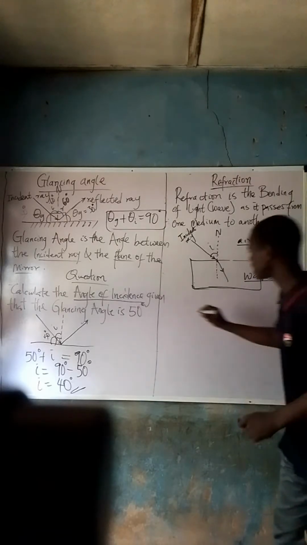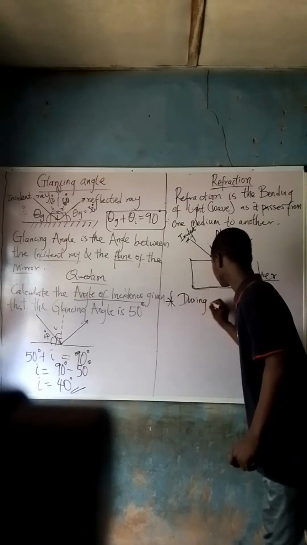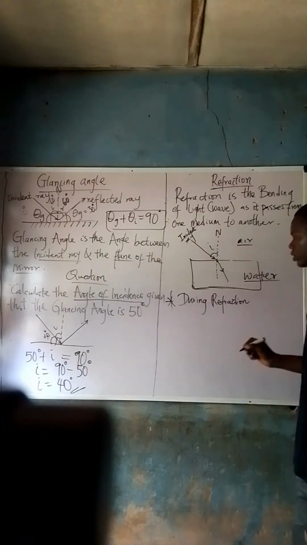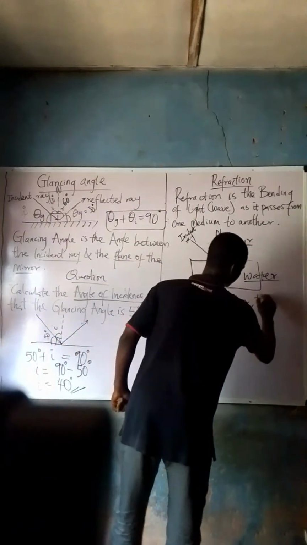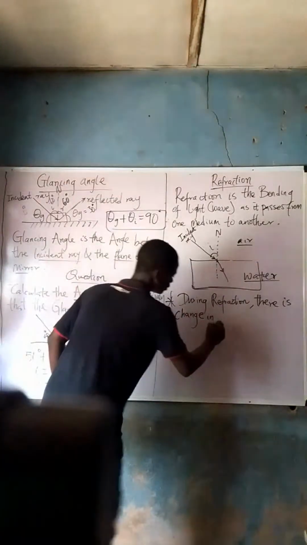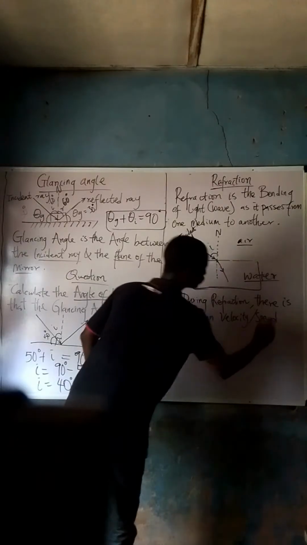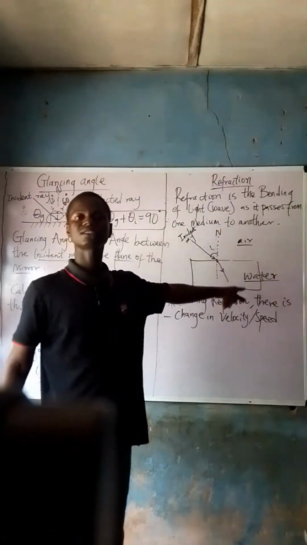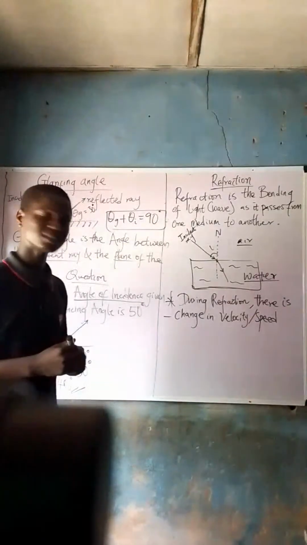Now, take note, asterisk, and write that during refraction there are a number of things that change. One, there is a change in velocity, which we know to be speed. So take note, that is one of the things that happen during refraction. The speed in air will not be the same as in water. The speed in air will not be the same as in water.